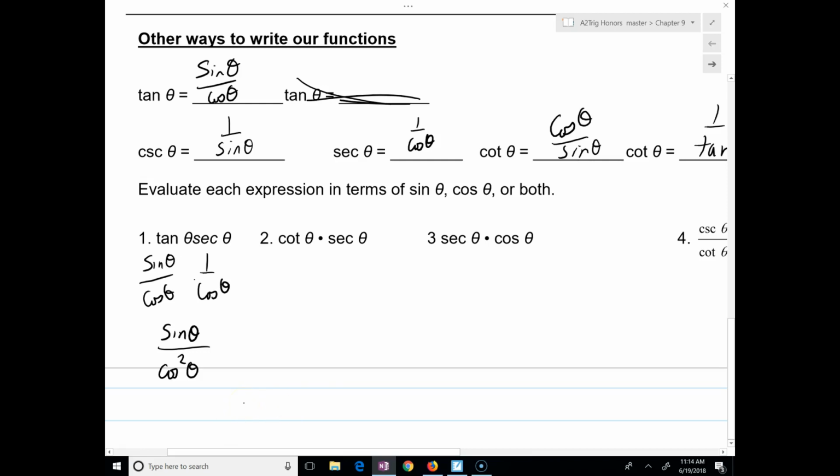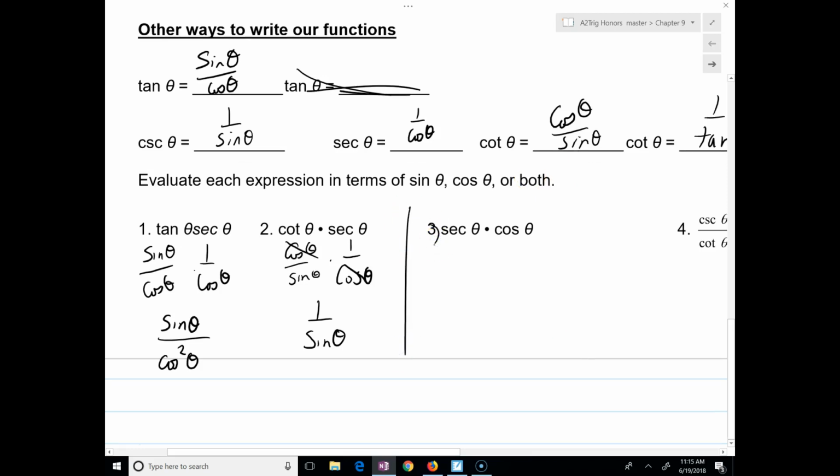Alright, so round 2. This is, by the way, in terms of sine and cosine, and simplified. Cotangent, let's look at this one, and secant. Well, I know secant has no choice, it's 1 over cosine of theta. Cotangent, you can write it as 1 over tangent, but I write it as cosine of theta over sine of theta. When you multiply, you can cancel out the tops and bottoms, and you get 1 over sine of theta. Theoretically, you could put this as cosecant, but instead we leave it in terms of sine and cosine.